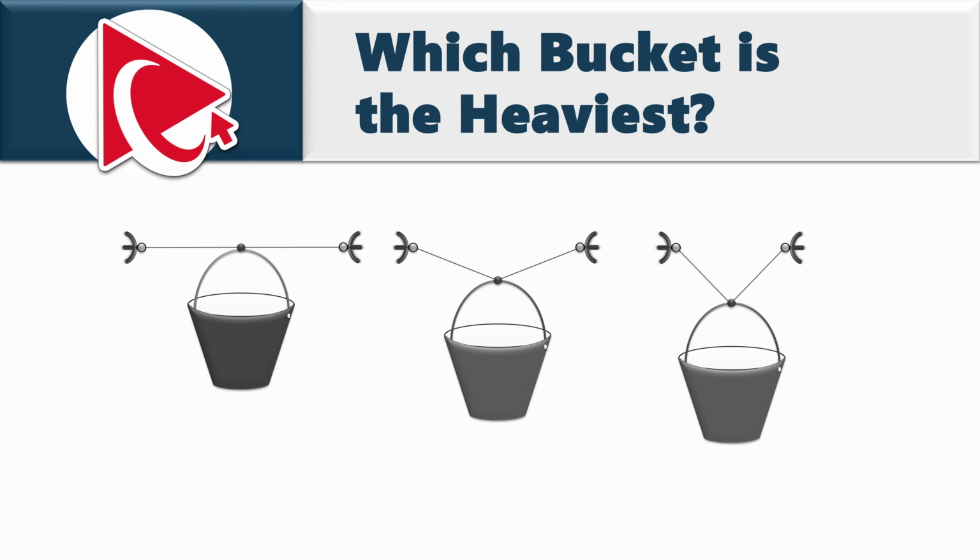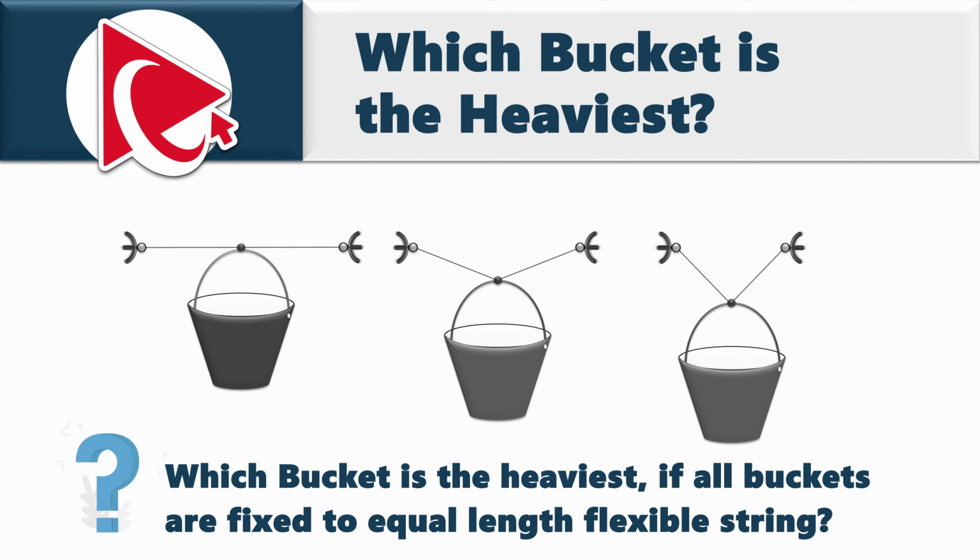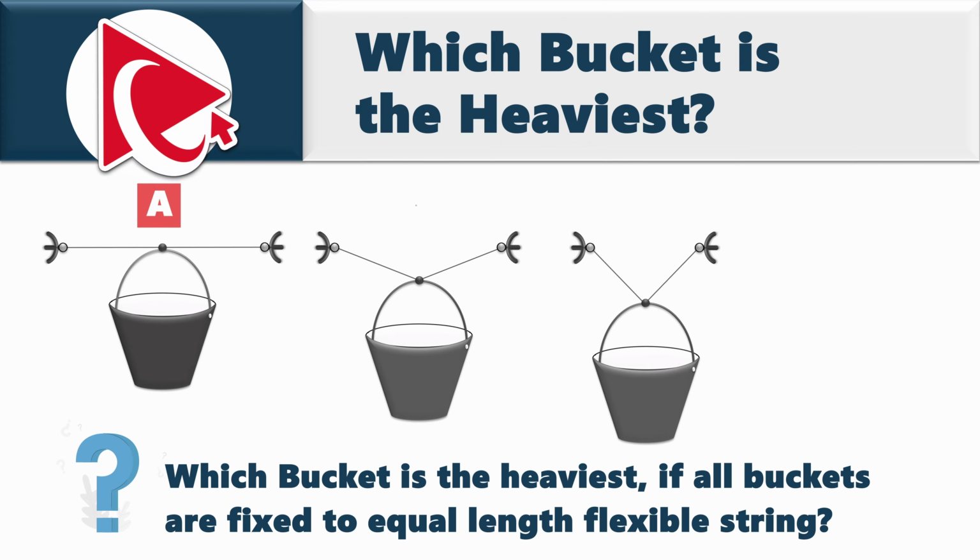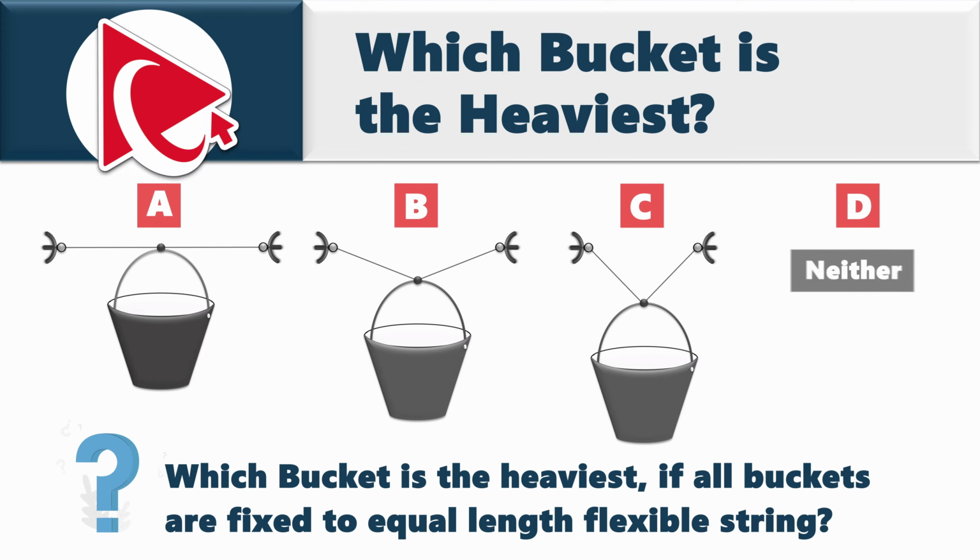You're presented with 3 buckets. Buckets are hanging from strings, and you need to determine which bucket is the heaviest if all buckets are fixed to equal lengths of flexible string. You have 4 choices. Choices are A, B, C, and last but not least, choice D, neither.